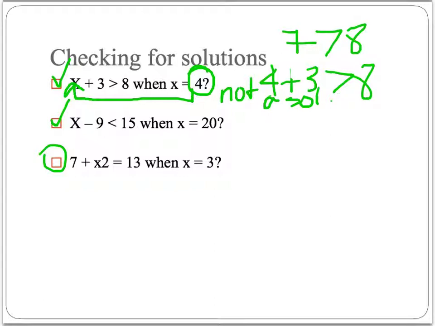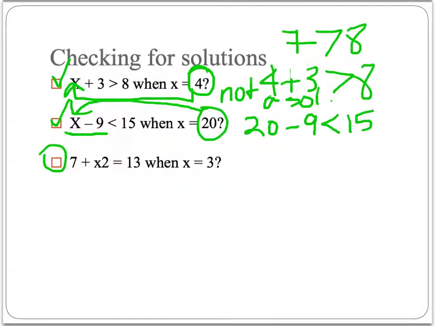Second one, x minus 9 is less than 15 when x equals 20. Well, same deal. I'm going to plug in 20 for x, and I'm going to solve this expression. So 20 minus 9 is 11. Is 11 less than 15? Yes, so that is a solution.